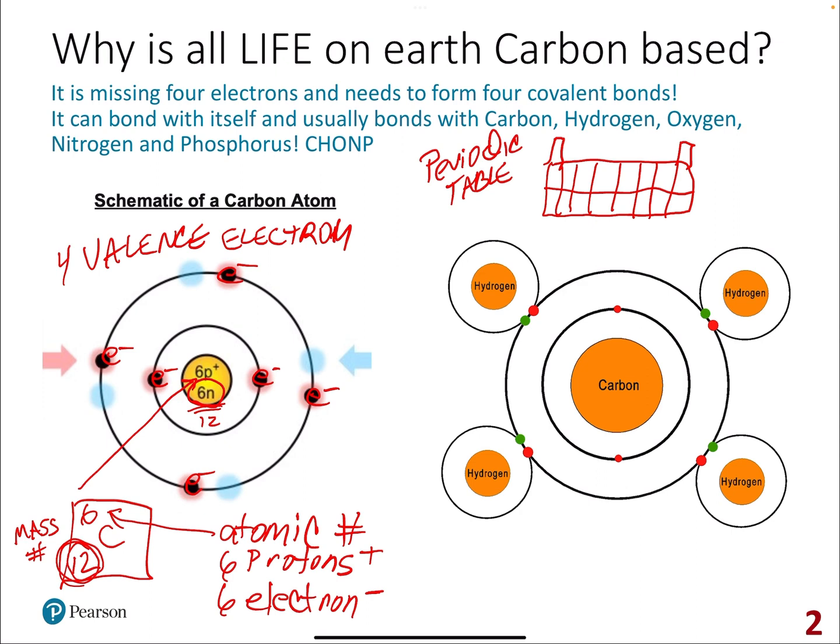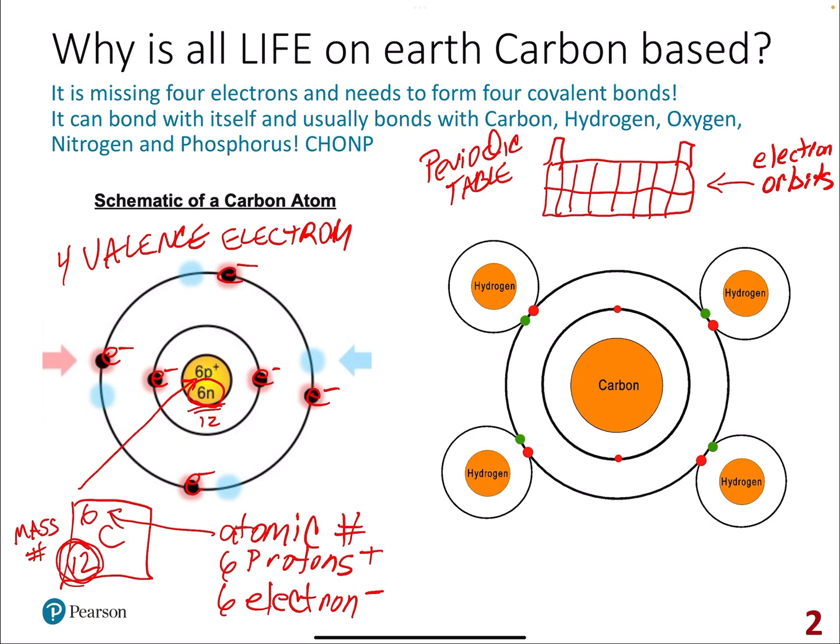Look over at the schematic of a carbon atom. How many rings or orbits of electrons does it have? 2. So carbon will be in the second row. The rows here are the number of electron orbits. Let's go ahead and write that in. Since carbon is in the second row, it has 2 electron orbits. That's what the rows mean.